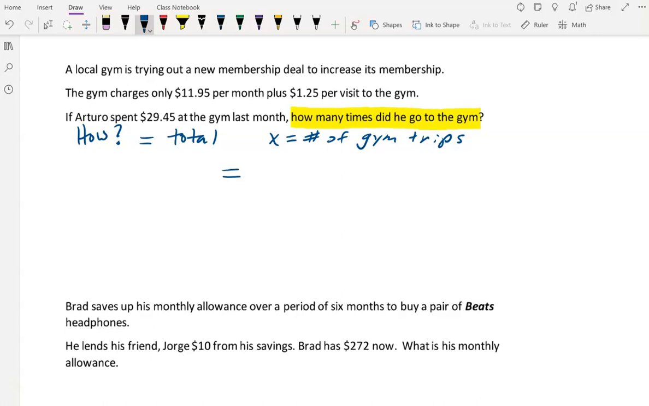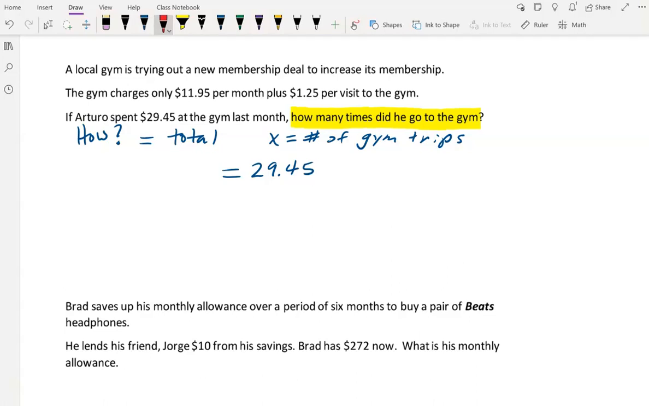I'm going to move my equal sign over here now. How much is our total? How much did Arturo spend? That's what we're looking for. He spent a total of $29.45 at the gym last month. And you have to ask yourself, how did he spend that money? Of course, going to the gym, but what are the mathematical calculations that will allow us to arrive at $29.45?